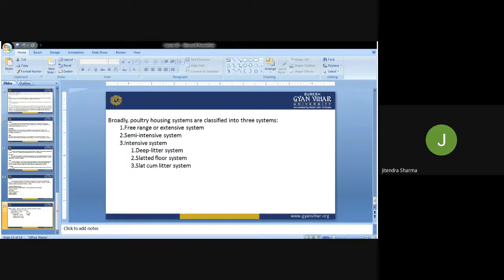Now, in commercial terms, we have only the intensive system, where we keep the birds intensively, and we have one thing in mind: that we have to earn profit from these birds. That is what is generally addressed in the intensive system. Here we have three types of intensive system. Number one is the deep litter system, second is the slatted floor system, and then the slat cum litter system.